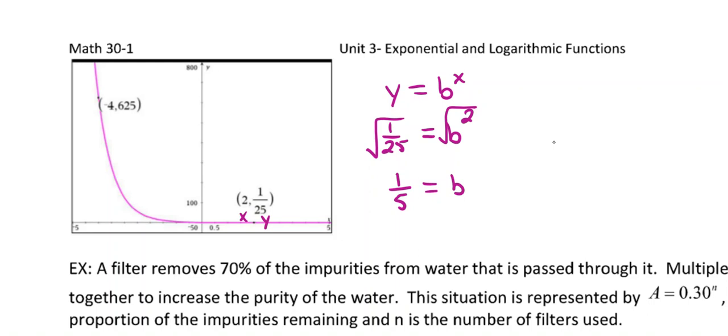So writing it out again, y is equal to 1 over 5 to the power of x. And this makes sense, right? This is an exponential decay graph. It's that standard shape, with values getting smaller, approaching the x-axis on the right.